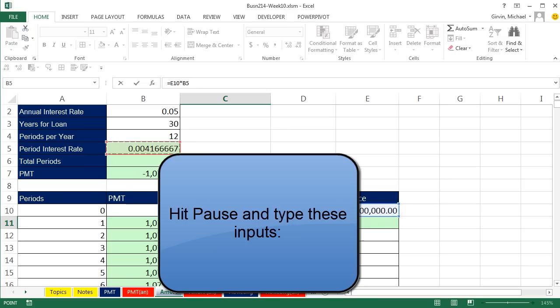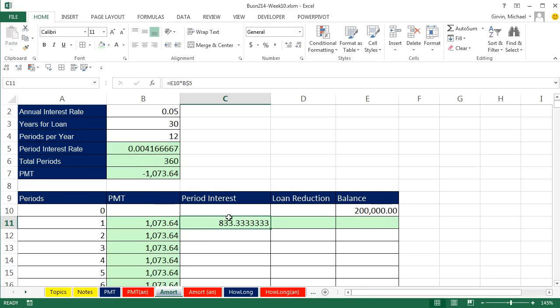Now I'm going to lock this, F4. All right, Control Enter. So for this first period, you sent in $1,073.64, and they took $833. That seems like a lot of interest. The reason why is because you owed them $200,000. A lot of money. As we go down the amortization table, the actual amount of the balance will get smaller and smaller. And that's why as you send in more and more payments, your interest will go down and your loan reduction will go up.